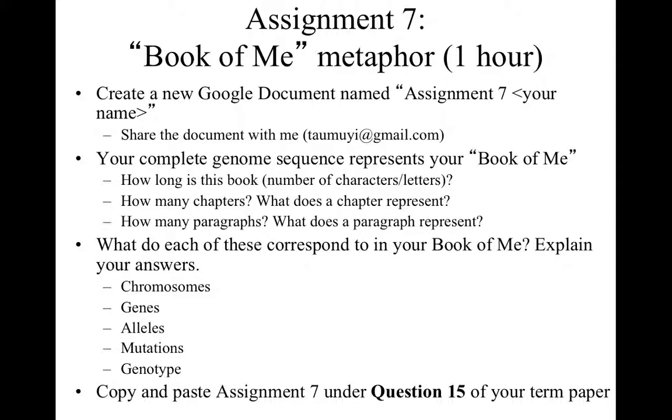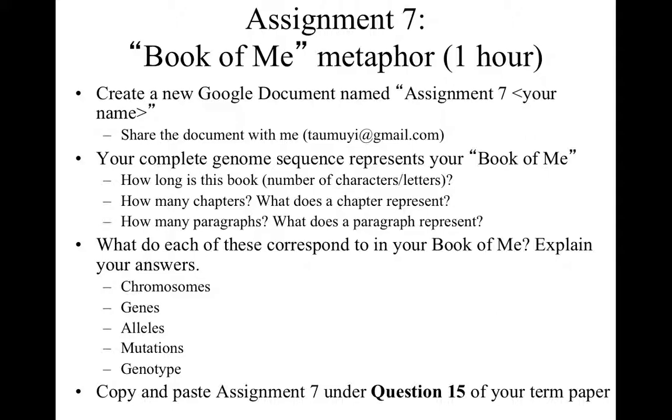For assignment 7, I want you to further develop this idea, this metaphor of the book of me. This is important, and so I want you to spend approximately 1 hour on this assignment. First, create a Google document named Assignment 7 followed by your name. Share this document with me. The first question is, how many characters are in your book of me? The second question is, how many chapters are in your book of me, and what does a chapter represent? The third question is, how many paragraphs are in your book of me, and what does a paragraph represent?